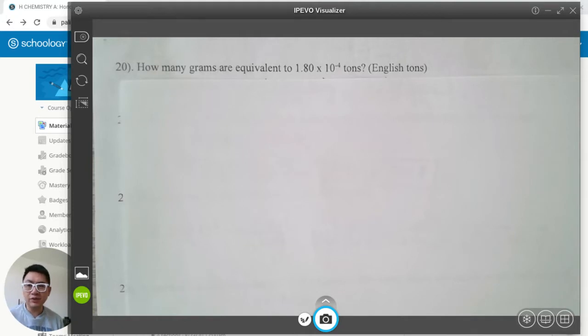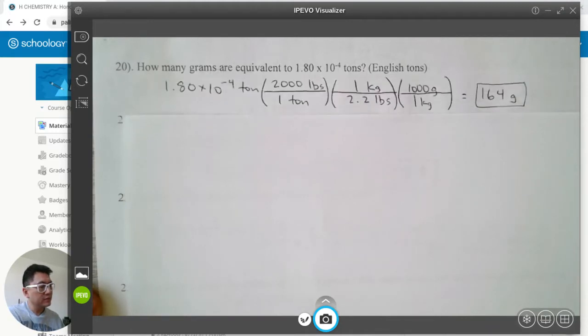Like the very first one, let's just get started now. What is the answer for question number 20? How many grams are equivalent to 1.80 times 10 to the minus 4 tons? That's the question that I'm going to ask you. Let's go over the answer right now. There it is. I have 164.